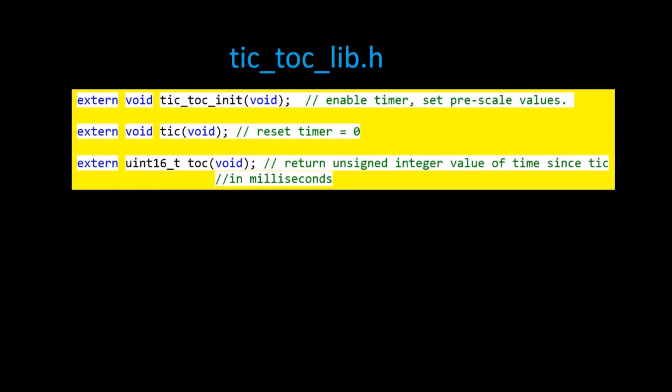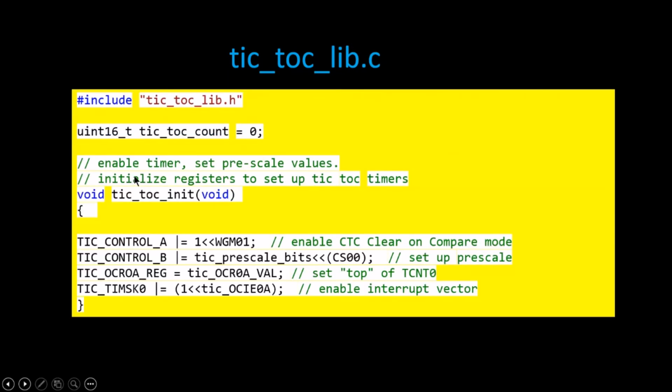And the rest of the header file is just the function definitions. The init, the tick, which returns nothing, but it resets that timer, the global variable, and tock, which returns that 16-bit unsigned integer of the number of milliseconds since the last time we commanded tock, assuming it hasn't rolled over. Here's the C file. tick-tock live.h, not a surprise. We have our count here.